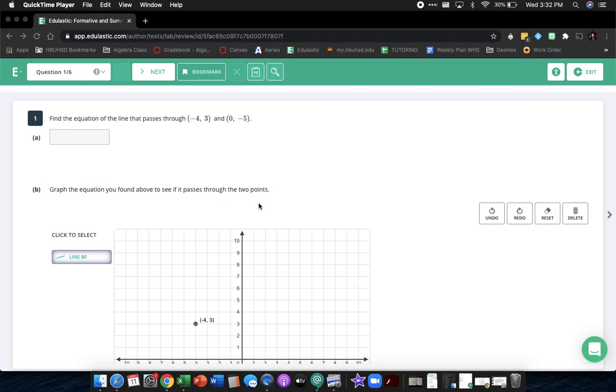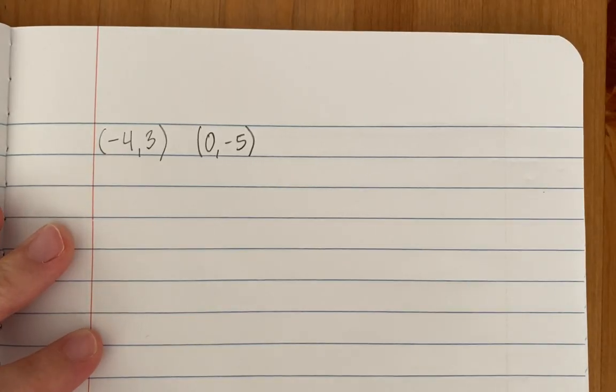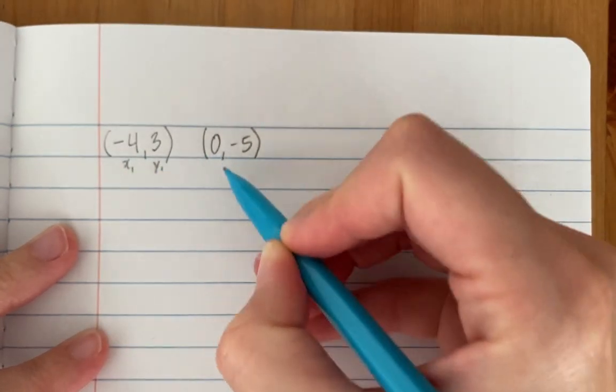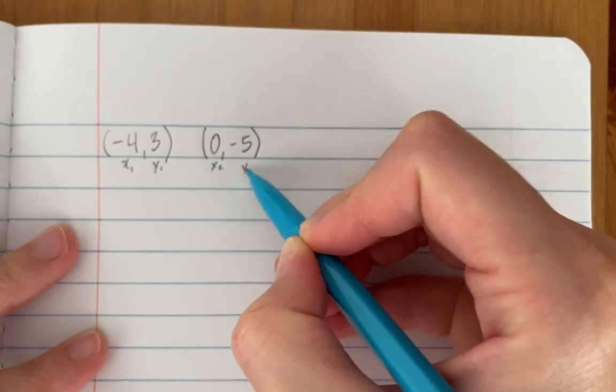The first thing I do when I read this question, find the equation of the line that passes through (-4, 3) and (0, -5), is I'm going to go to my paper and write down the points. Okay, that's my first step. Why is that my first step? Because then I can label them x1, y1, x2, y2.